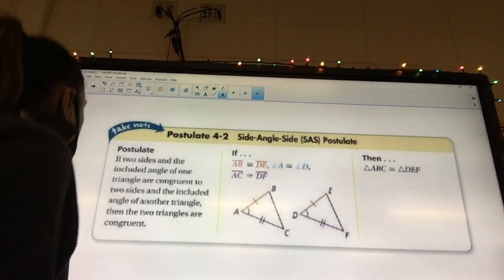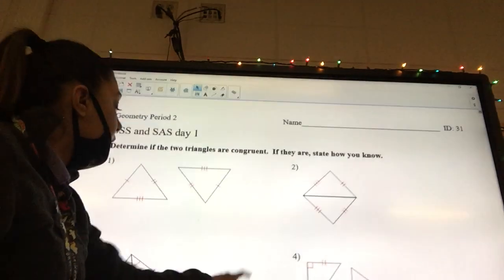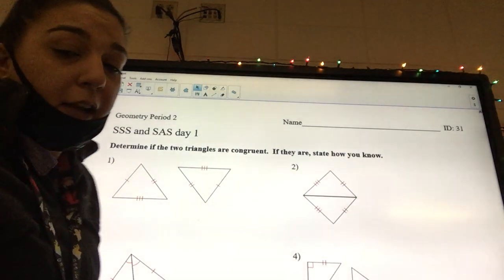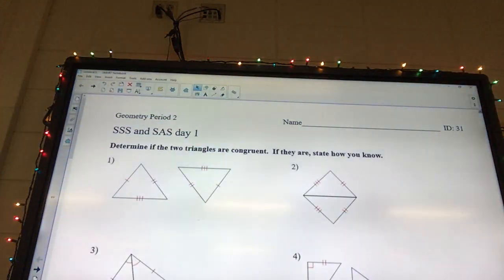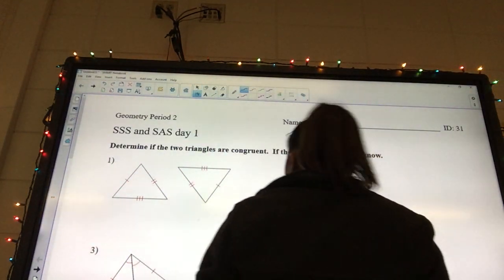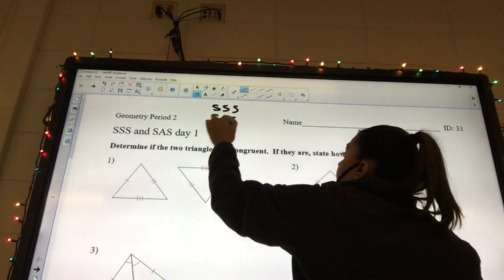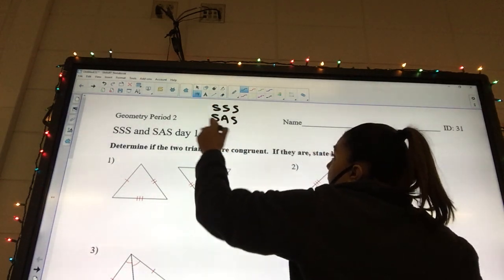Okay, so let's look at the sheet for today. It should say side, side, side, side, angle, side. There are only three options for answers for the sheet. Your option is going to be side, angle, side, or side, side, side, or not enough information. So all of your answer choices are going to be the following: side, side, side, side, angle, side, or you could say not.